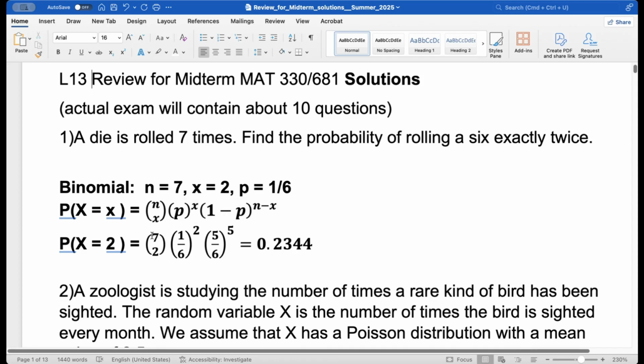So plugging into the formula, it's 7 choose 2, 1/6 to the second power, and then the opposite probability, 1 minus 1/6, 5/6 to the fifth power. These exponents have to add up to 7. We have 2 successes, 2 rolls of 6, and the other 5 will be something else. So it's 7 choose 2 times 1/6 squared times 5/6 to the fifth power comes out to about 0.2344.